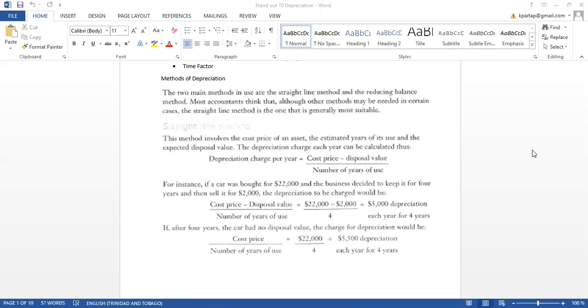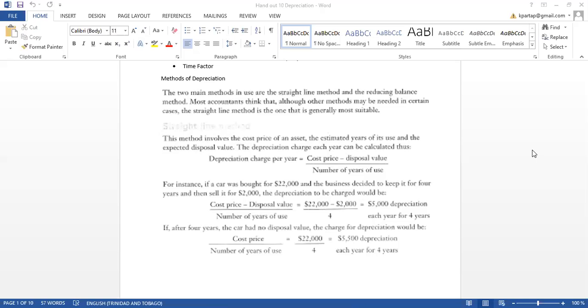So we bought it at 100,000. We expect to sell it at the end of its usefulness at 10,000. So it'll be 100,000 minus 10,000 will give you 90,000, and then we divide it by the number of years in use. So for easy calculation, let's say we're going to keep it for 9 years. 90,000 over 9 years will give you 10,000 a year. So the charge using the straight line method means that we're charging 10,000 per year for depreciation expense.